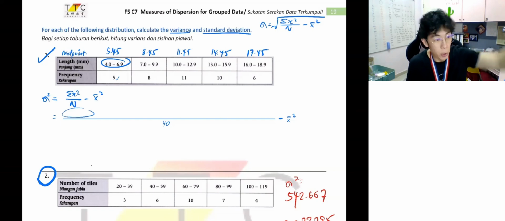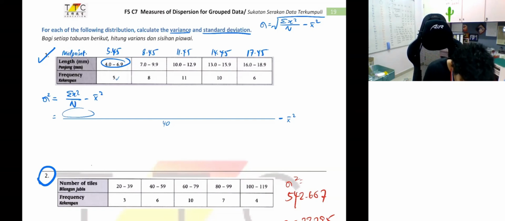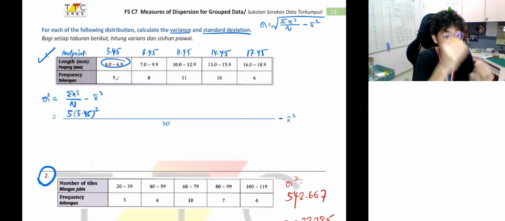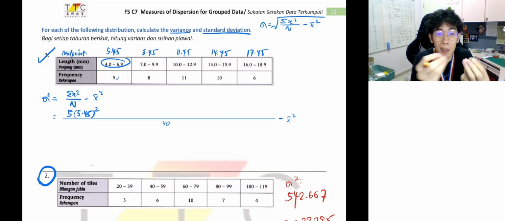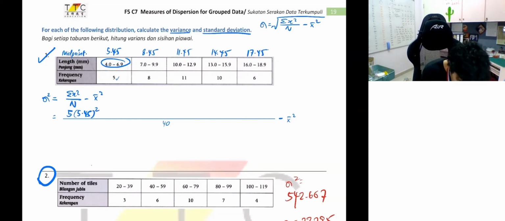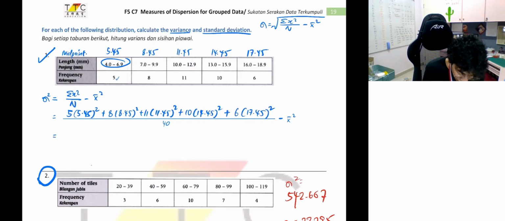So it means we have to take 5.45 and square it. You put inside, outside, same one, okay? And then you times with 5 of them because it repeated 5 times. So instead of using the class of 4.0 to 6.9, we use one figure to represent that particular class. Then the rest: 8.45 squared, 11.45 squared, then 14.45 squared, and then 6 of 17.45 squared. And you will get your final answer.